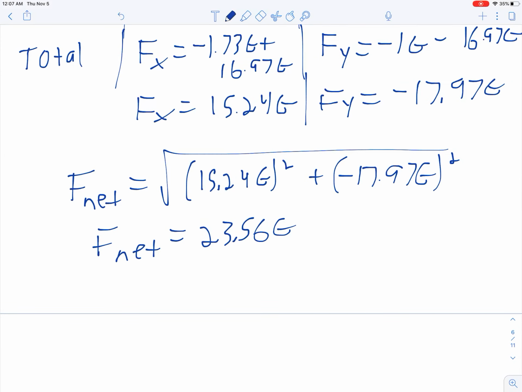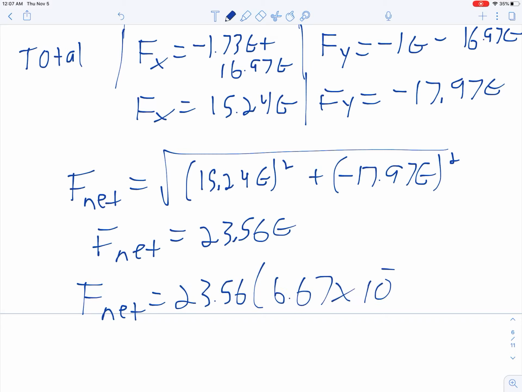And now I'm on my final step. So now I'm going to do 23.56, and now I'm going to put in my scientific notation. And I'm going to get a very small number. Let me try that one more time. I have 23.56 times 6.67 e to the negative 11. I get 1.57 times 10 to the negative 9.